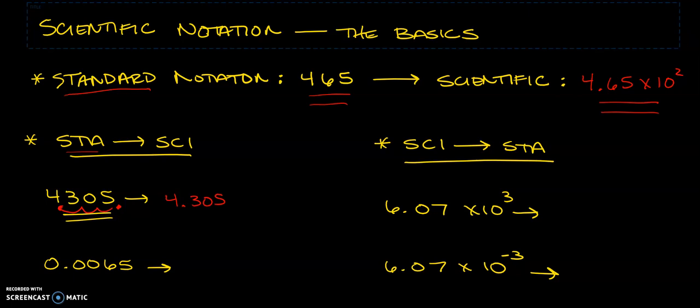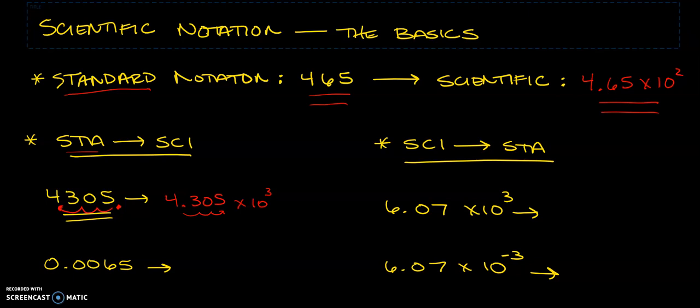But we can't leave it this way because 4,305 does not equal 4.305. We need a times 10. We need a factor to multiply this by, and that would be times 10 to the third. Now, why is it a positive 3? Because we need the positive to go to the right 3 places to get back to its original location, or to its location in standard notation.